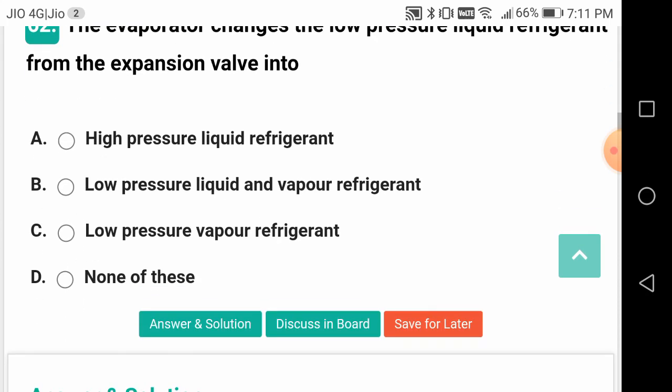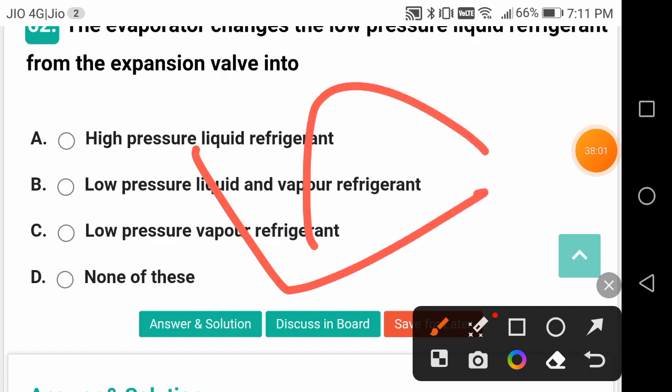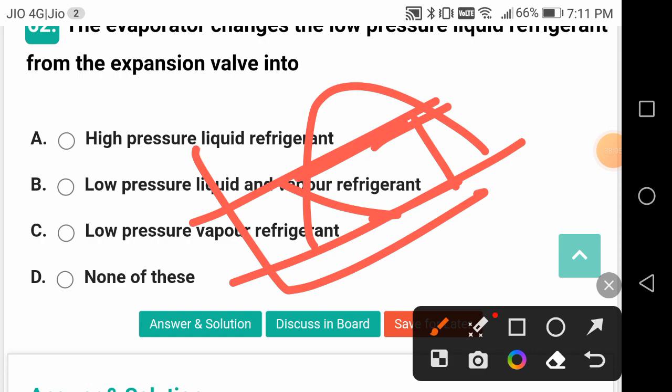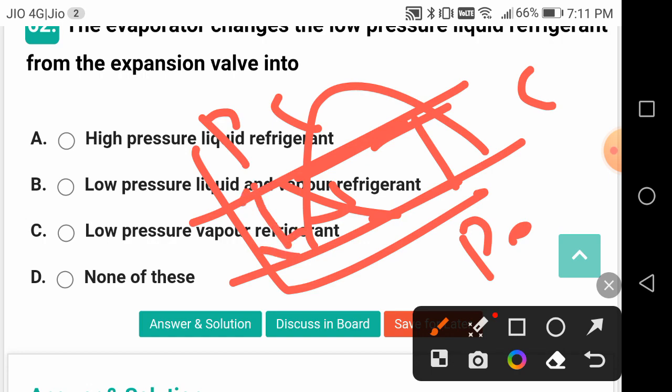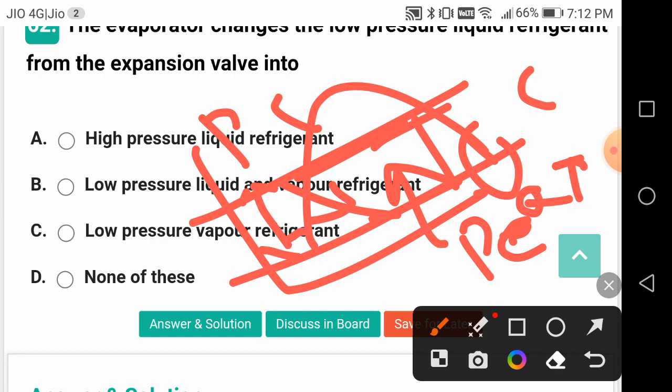It is like this, right? This is the evaporator, this is the condenser. So pressure at the condenser, pressure at the evaporator. There is a fall of pressure from P condenser to P evaporator. So low pressure vapor refrigerant, okay, low pressure vapor refrigerant. After taking the latent heat Q absorbed, it will be converted into vapor, right? But pressure is very low.